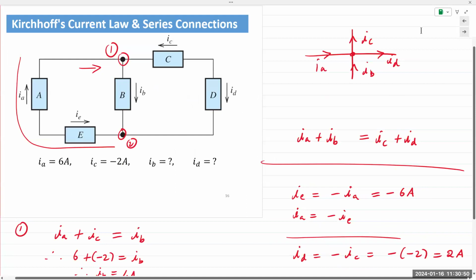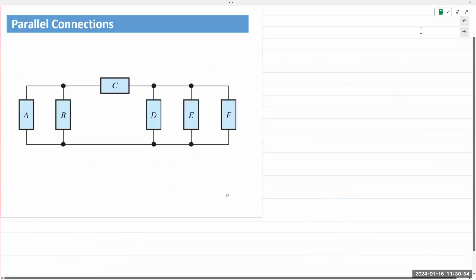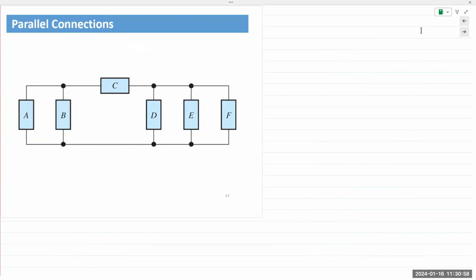Okay, KCL, series connections, and then parallel connections. And then we'll go into KVL. Let's take series connections first.